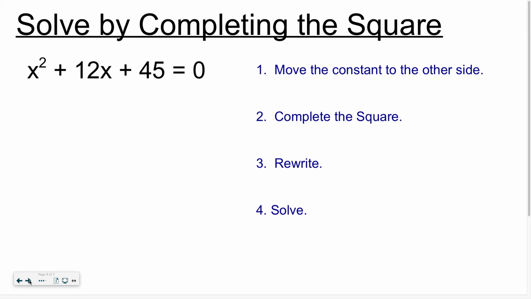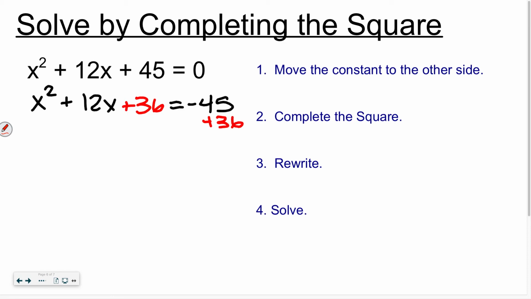Okay, I'm gonna put my work up here on the board so you can kind of check. I've gone around and checked most groups. I would begin by moving my 45 to the other side, which I have to use the inverse operation, so I'm going to be subtracting 45. Then I'll take half of 12, which is 6, square it to get 36. Because I added 36 on the left, I also have to add 36 on the right. And that leaves me with (x plus 6) quantity squared equals now a negative 9.